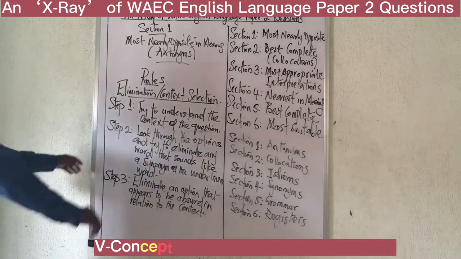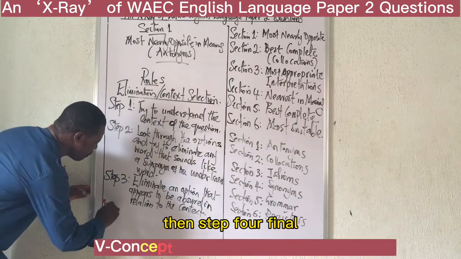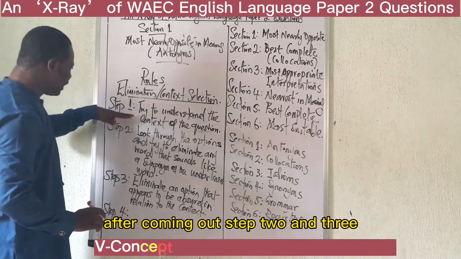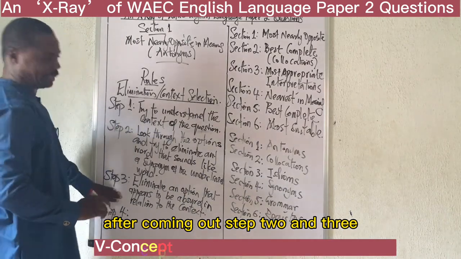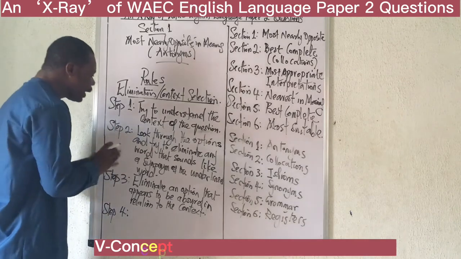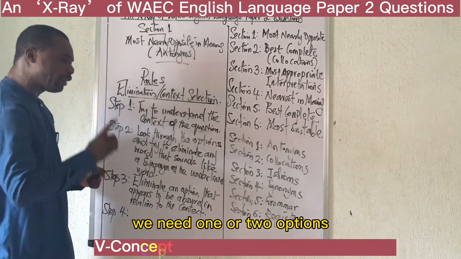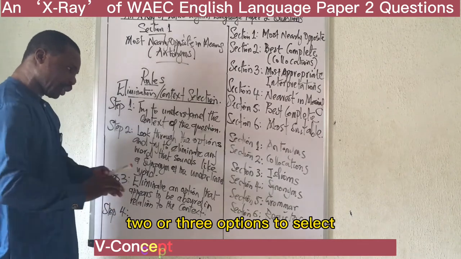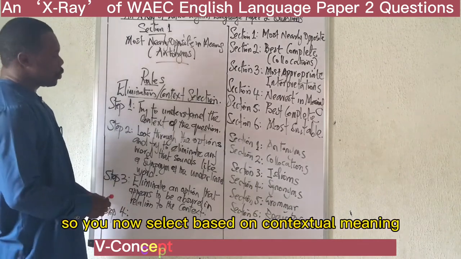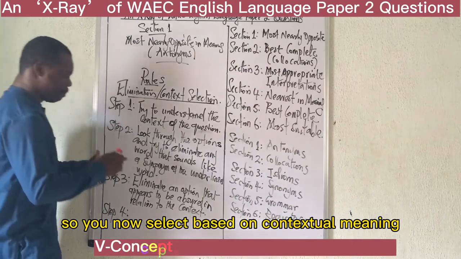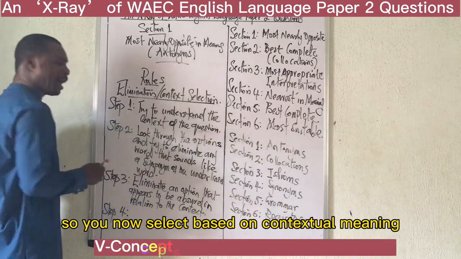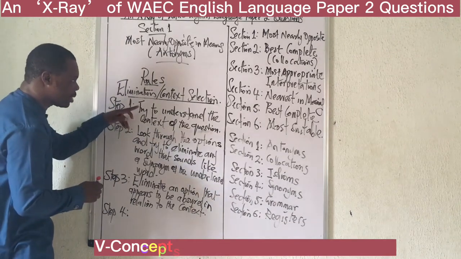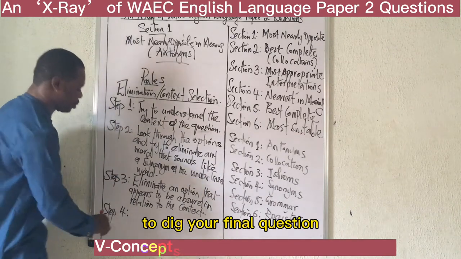In relation to the context. Then step four, finally. After carrying out steps two and three, you would have been able to eliminate one or two options, leaving you with what? Two or three options to select from. So you now select based on contextual meaning. So you now use contextual analysis to pick your final option.